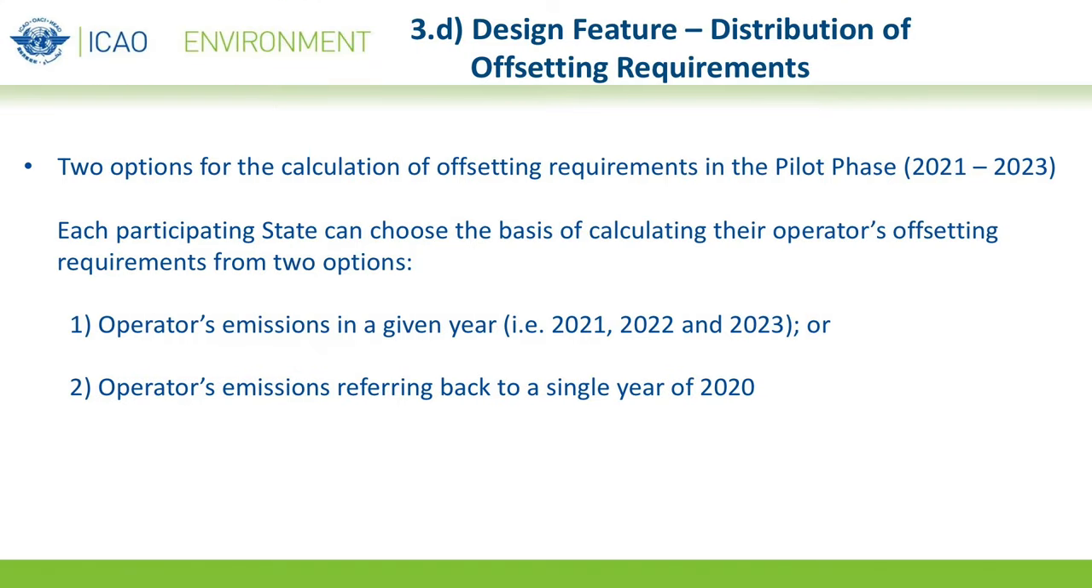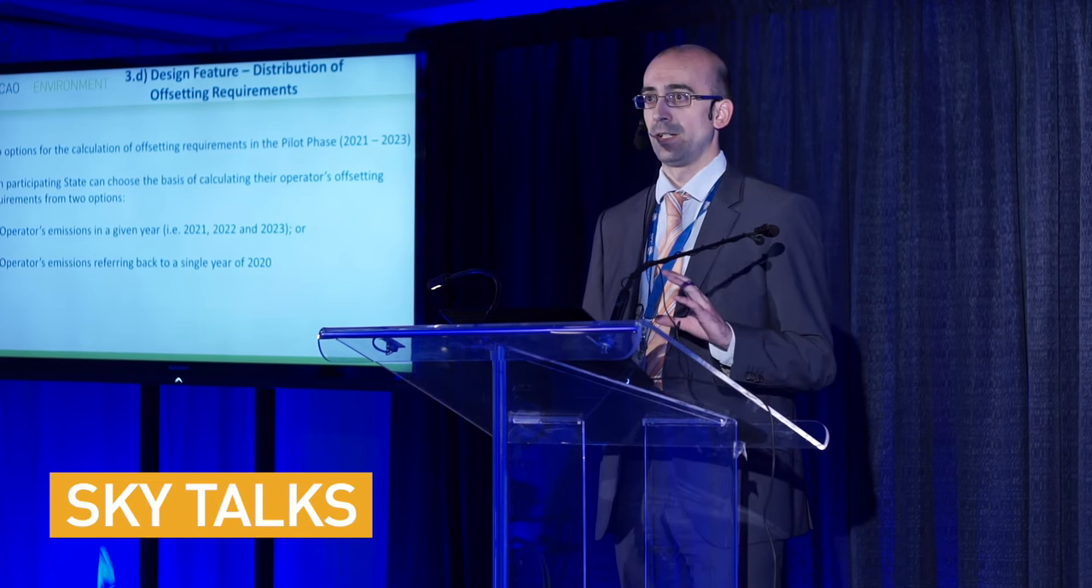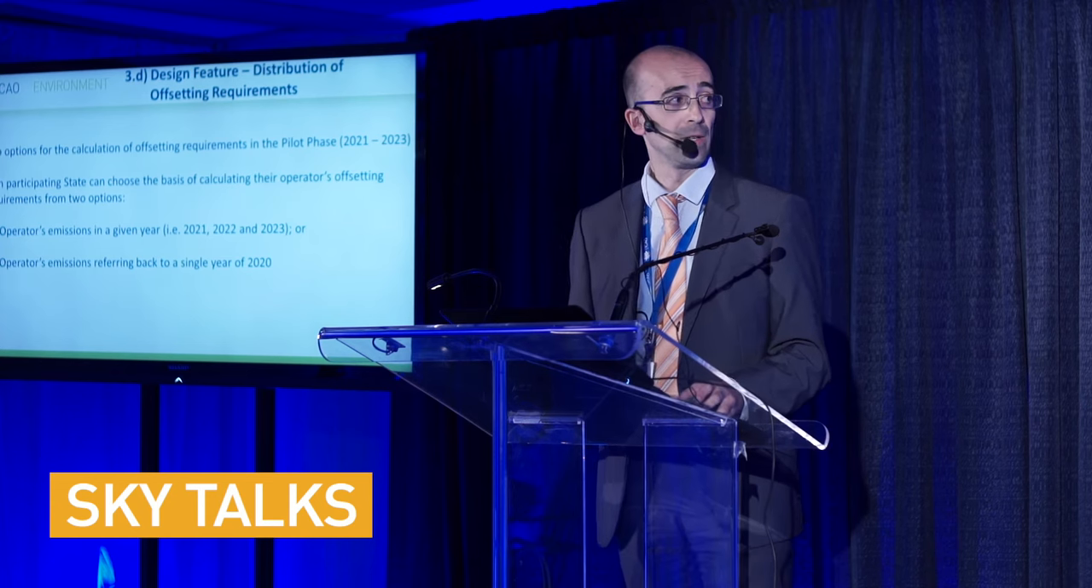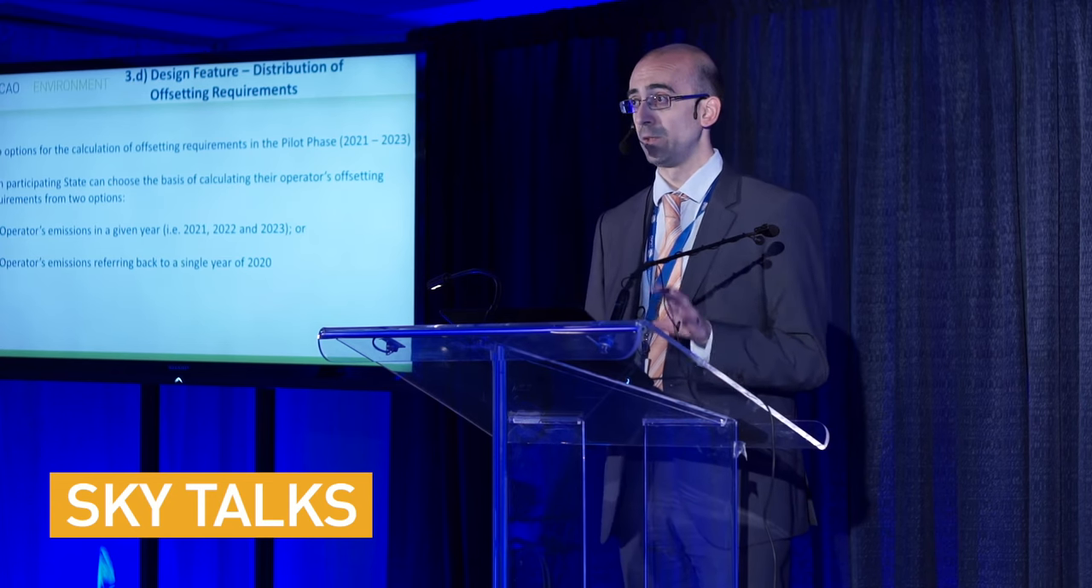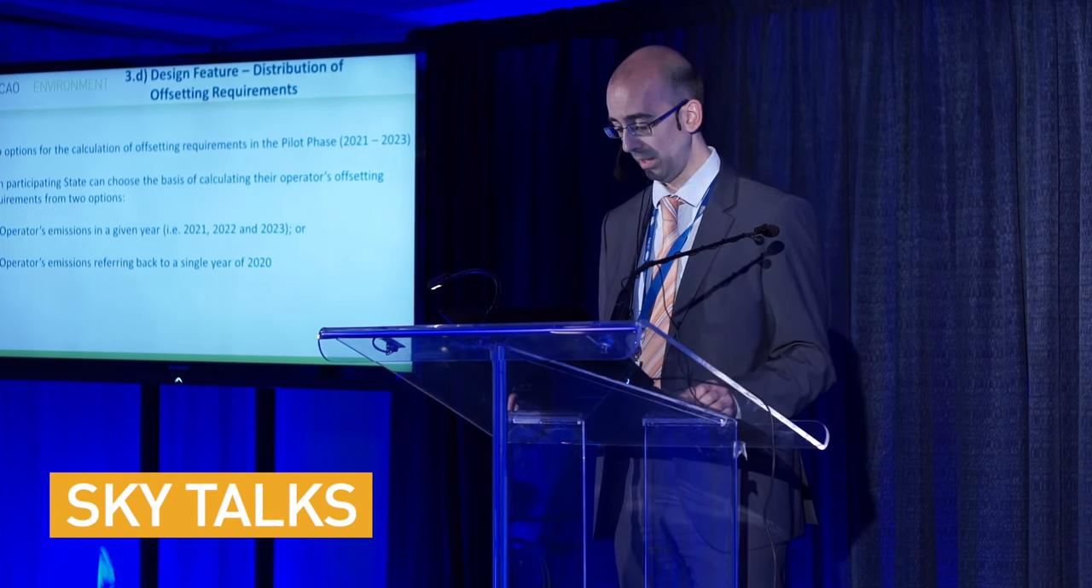To finalize this discussion on the calculation of offsetting requirements, it's important to note that the CORSIA suggests that for the pilot implementation phase, states have two options for their operators' calculation of offsetting requirements. They can take as a reference the emissions in the year when the calculation is being made, meaning 2021, 22, or 23, but they can also refer back to the emissions level of year 2020. This is something that only applies for the pilot phase. From 2024, operators will have to take as a reference always their emissions in the year when the calculation is being made.